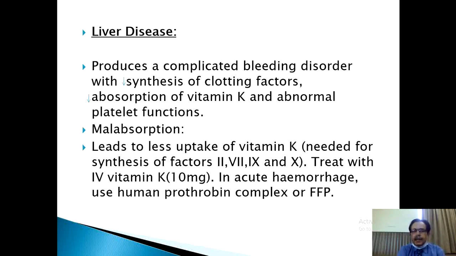Now finally, malabsorption can also lead to acquired hemophilias, because of the decreased uptake of vitamin K, which is needed, as I mentioned earlier, for the synthesis of factor 2, factor 7, factor 9 and factor 10. Then how do you treat? You have to treat with intravenous vitamin K. The dose should be 10 mg per kg IV. In acute hemorrhage, you will have to use human prothrombin complex or fresh frozen plasma, FFP.